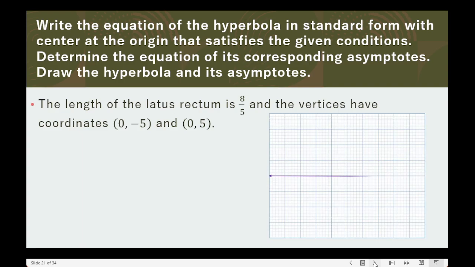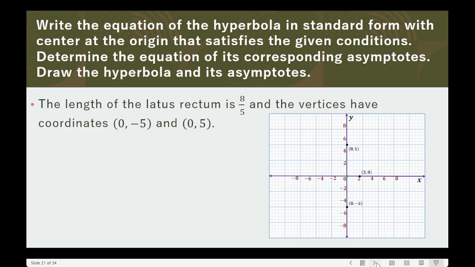So to trace the graph, following those key values and some coordinates that we have already obtained, of course, the center of the hyperbola is again at the point of origin. You plot those vertices. We have 0, 5 and 0, negative 5.